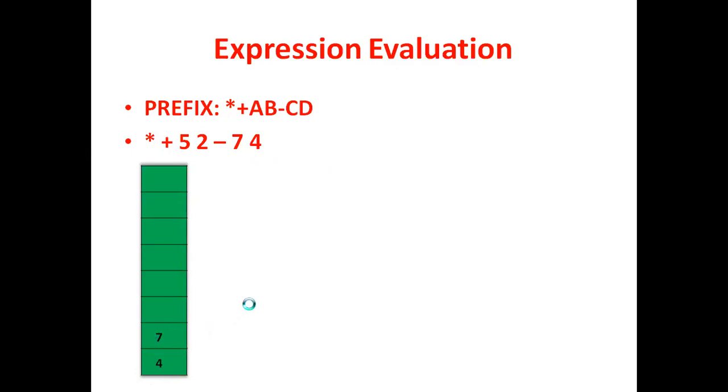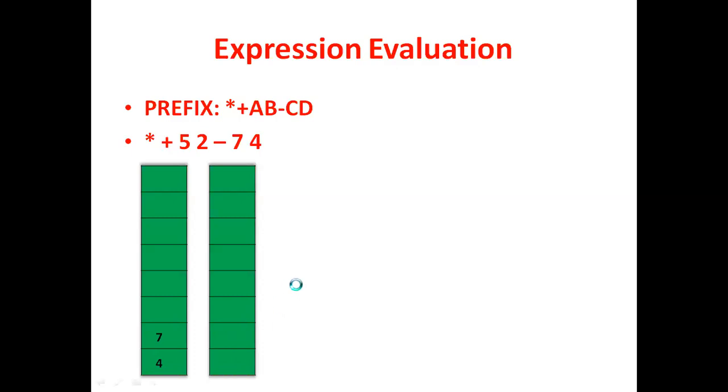Store them in the variables n1 and n2. So n1 is equal to 7, n2 is equal to 4. So apply n1 minus n2 or n2 minus n1? Here it is quite opposite to postfix. n1 is the first symbol, n2 is the second symbol. Apply n1 minus n2. That is 7 minus 4, 3. You can store it into the stack. Then 2, insert it into the stack. Then 5, insert it into the stack.